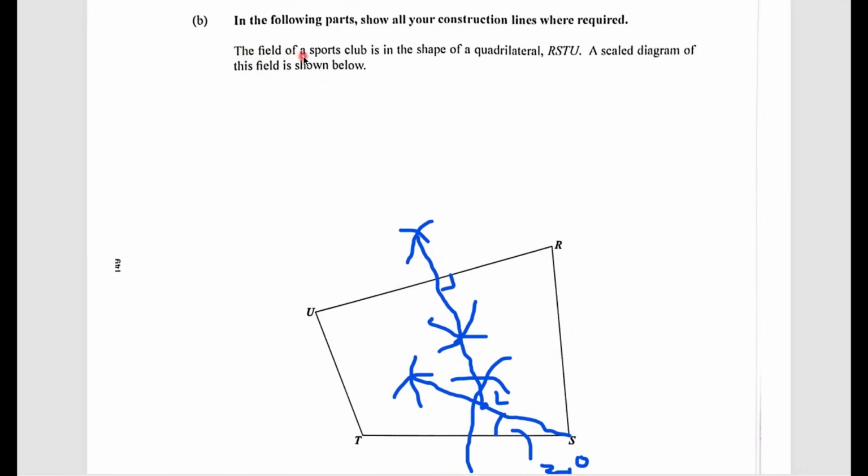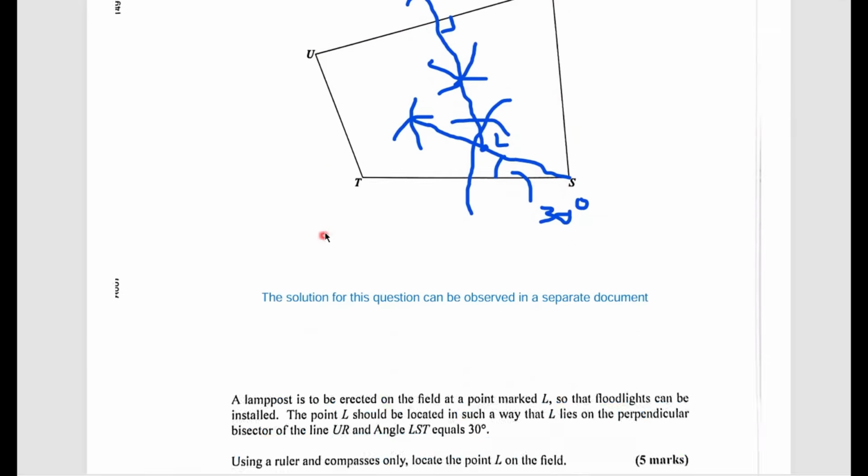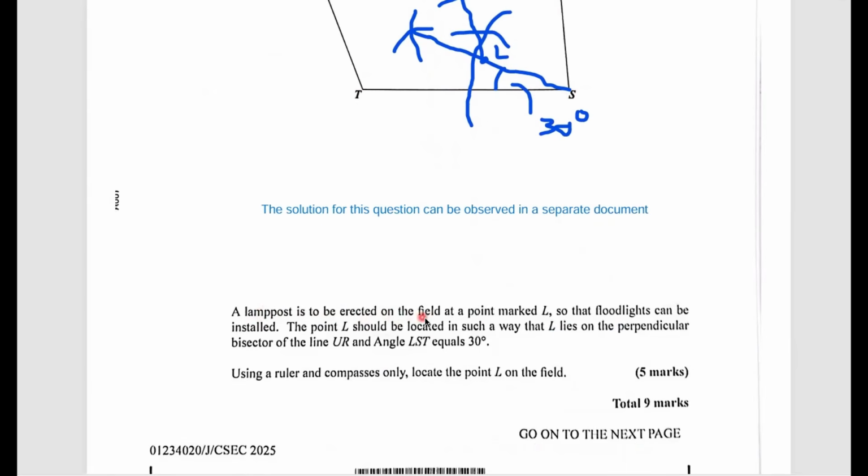I'm just going to read. A field of a sports club is in the shape of quadrilateral RSTU. A lamppost is to be erected on the field at a point marked L so that the floodlights can be installed. Point L should be located in such a way that L lies on the perpendicular bisector of the line UR, and angle LST is 30 degrees. So you want to use ruler and compass to find the position of L.